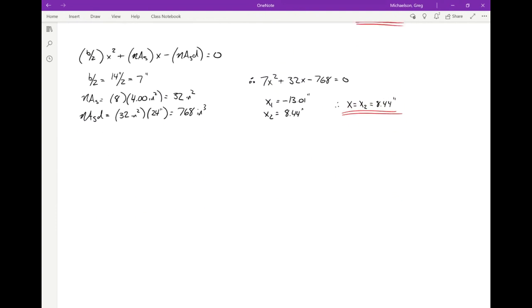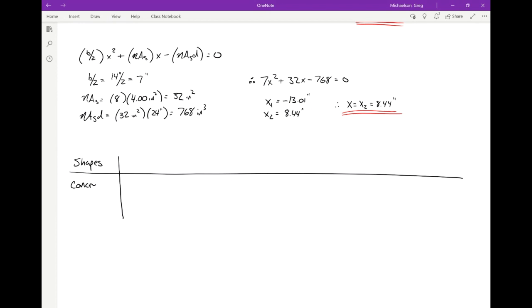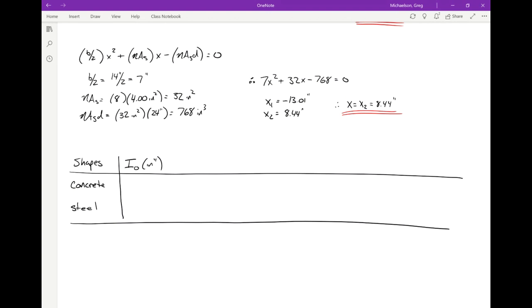All right. Now we need to compute a cracked moment of inertia, so I'm going to draw a table out. We have two shapes. We have the concrete. We have the steel. So we don't have to determine where the centroid is because we already know that's what x is. So all we need is an I value. We need an A value and a d value. So this computation is a bit shorter than if we had to start from scratch and figure out where the centroid is.